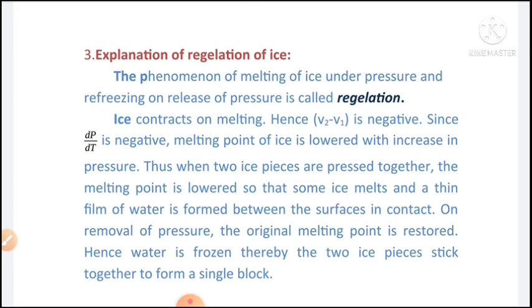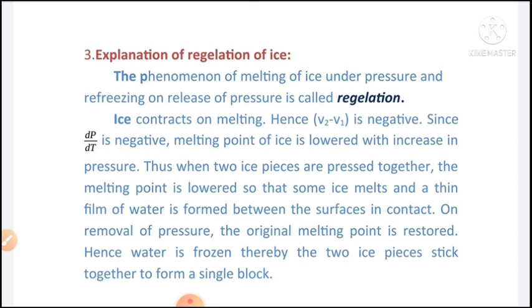Why? Because the phenomenon of melting of ice under pressure and refreezing on release of pressure is called regelation. See there, what is happening inside? Ice contracts on melting. Hence, V2 minus V1 is negative. We know that when the ice melts, it becomes water, and the volume of the water is lesser than the volume of the ice. Therefore, V2 minus V1 is negative. Since dP by dT is negative, the melting point of ice is lowered with increase in pressure.